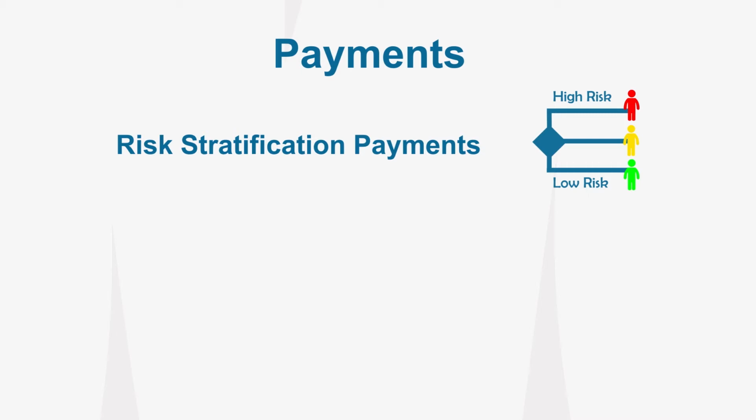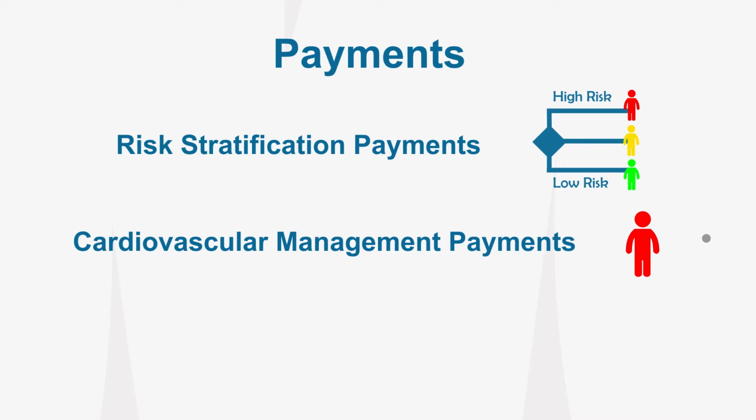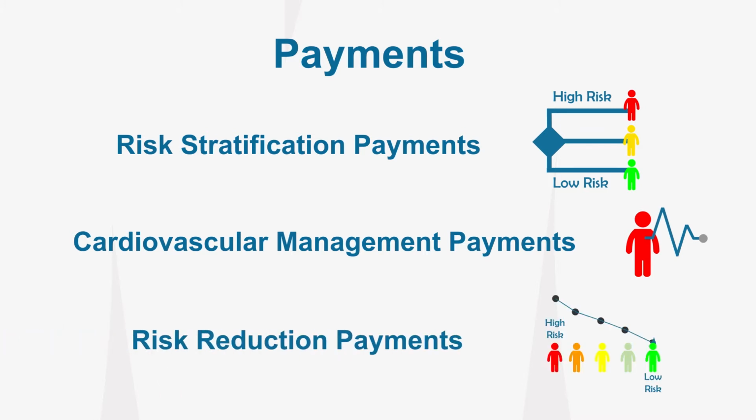Sounds good. The second type of payment will compensate your organization for monitoring and reporting data for each enrolled high-risk beneficiary aligned to your organization. These payments are called cardiovascular management payments and will be provided only for the first year of the Million Hearts model and only for activity related to high-risk patients. Got it. Finally, the third type of payment will reward your organization for reducing the CVD risk among your high-risk patients over time. These are called risk reduction payments.